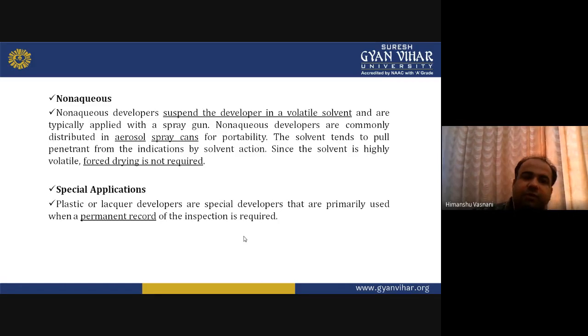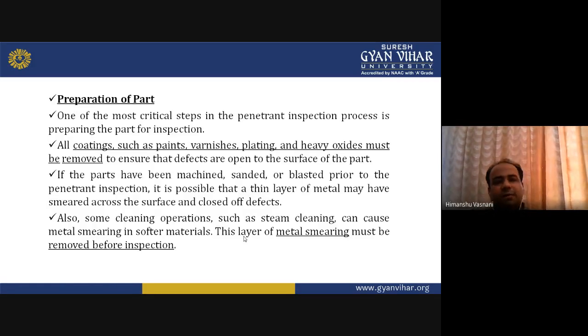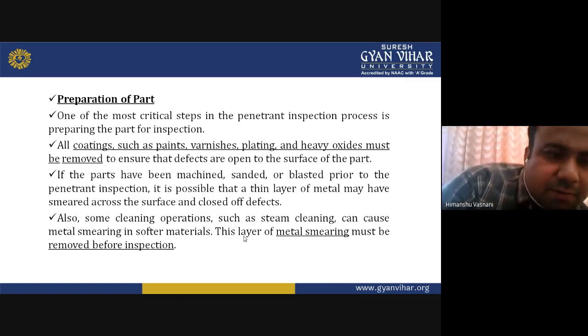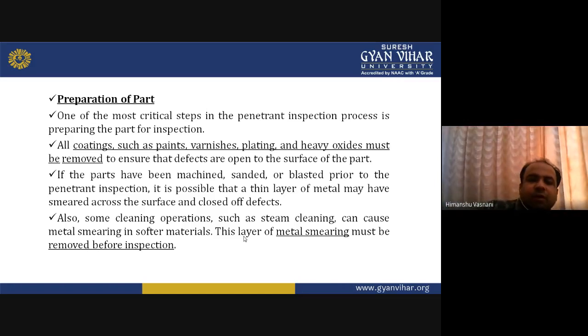Let's go further with this. Preparation of the part. One of the most critical steps in the penetrant inspection process is the preparation of the part. All coatings such as paint, varnishes, plating, and heavy oxides must be removed to ensure that defects are open to the surface of the part.